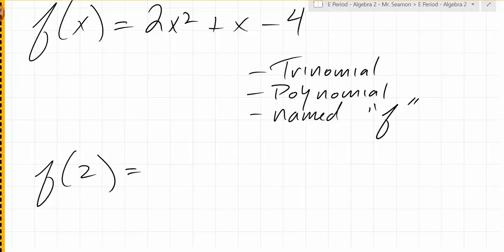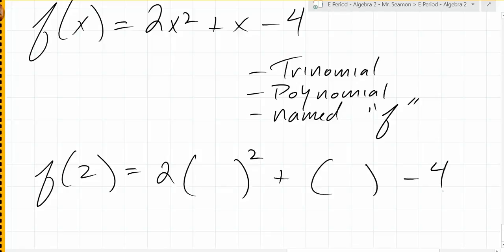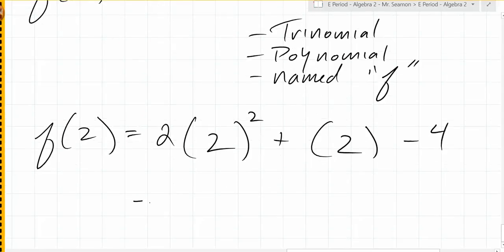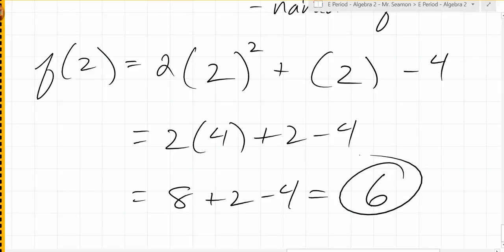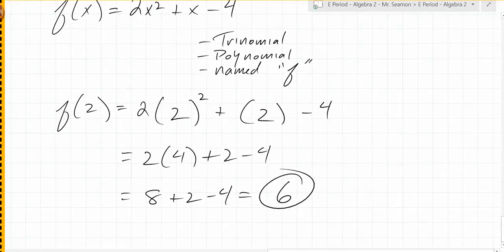So if you did that, it would be 2 times x squared plus x minus 4. But instead of x, what do I write? 2. What's 2 squared? So that would be 2 times 4 plus 2 minus 4. So what would that be? 8 plus 2 minus 4 is? 6. The whole thing is 6. Yes. Nice. So you're just plugging in 2 for that. We've done something kind of like that before.